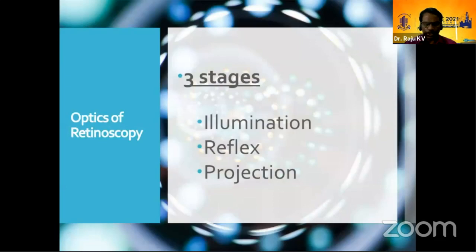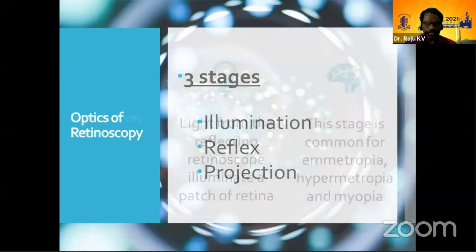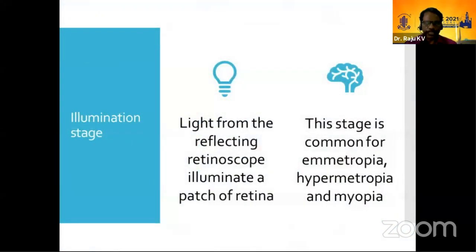And retinoscopy has three stages. We describe them as the illumination, reflex, and projection stages. In the illumination stage, the light from the retinoscope illuminates a patch of retina, and this stage is common for all refractive errors and emmetropia.